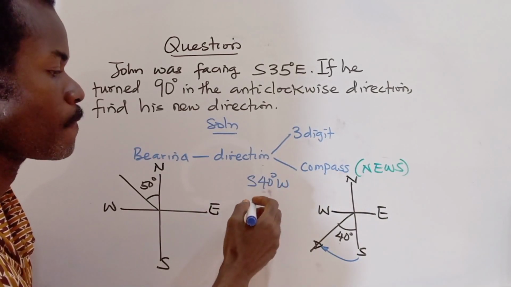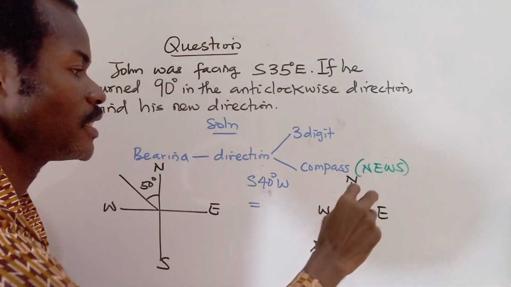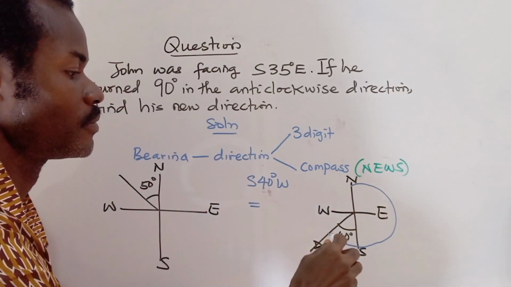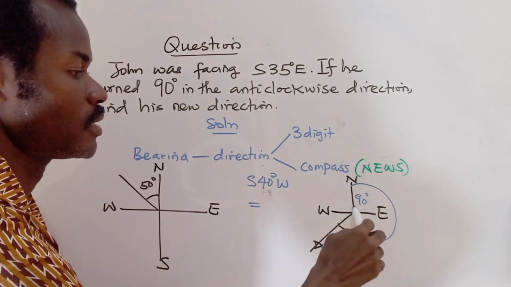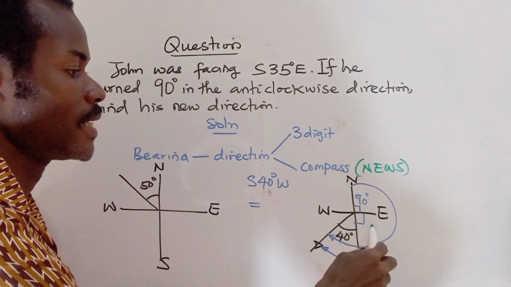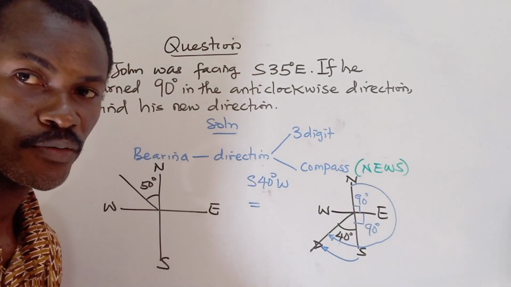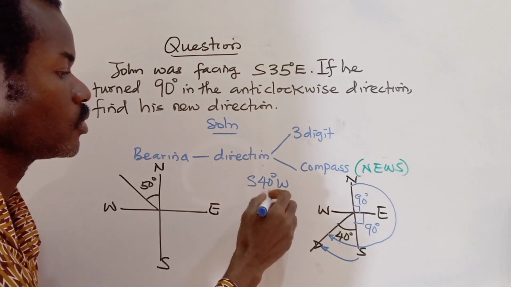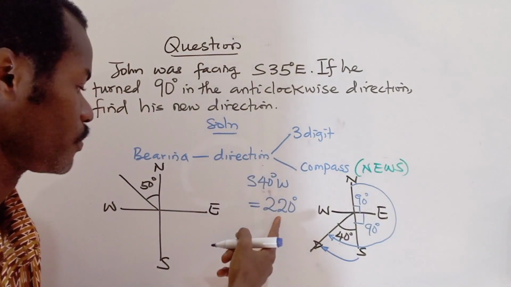Okay, now this is for the compass. What about for the 3 digit? Now for a 3 digit, you want to start from the north and come all the way to touch this. Okay, now this is 90 degrees. This is 90, this is another 90. So we have a total of 180 plus what? 40. 180 plus 40, what would that give us? It's going to give us 220 degrees. So that is the 3 digit.